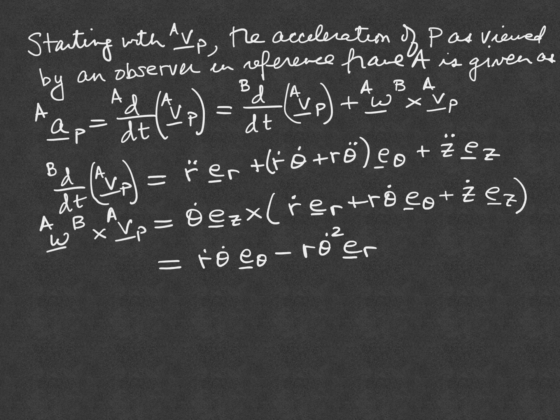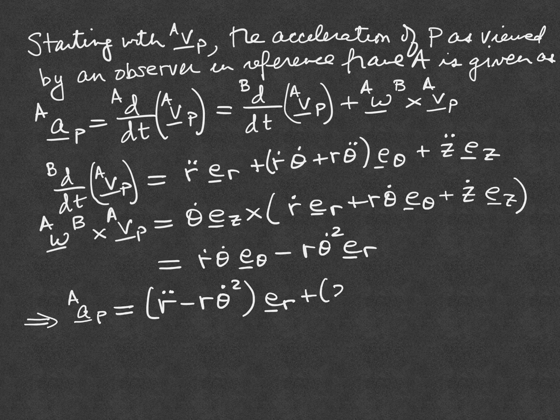and then the last term is 0. So when I add these together, I get that the acceleration of point P as viewed by an observer in A is equal to r double dot. Let's gather up all the terms here. So we have r double dot minus r theta dot squared. Those are all the ER terms. And then the E theta terms, I have an r dot theta dot plus r theta double dot, but I have another r dot theta dot. So that gives me plus 2 r dot theta dot plus r theta double dot E theta. And then the last term stays the same. I get plus z double dot EZ.